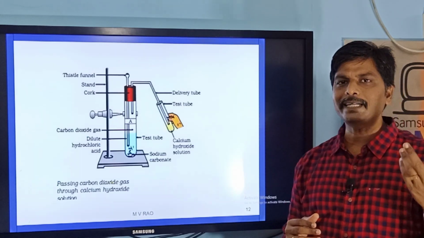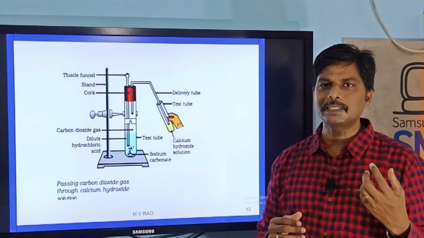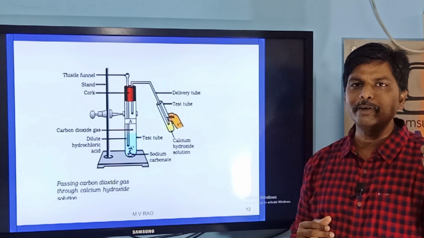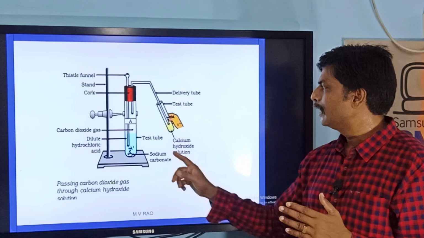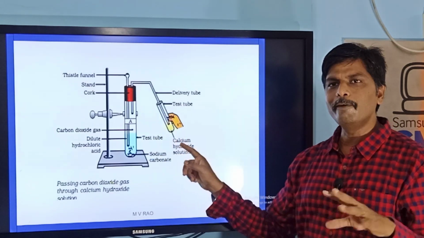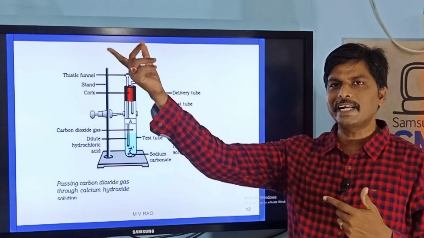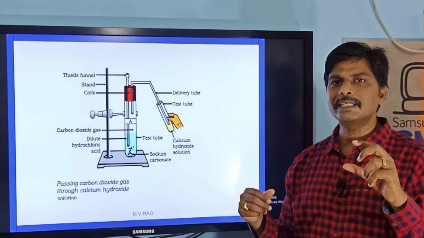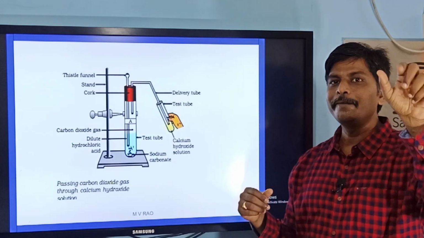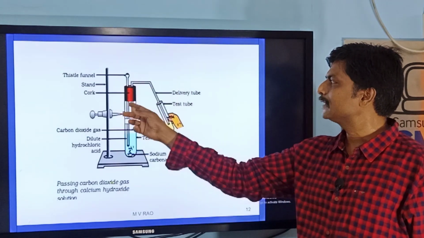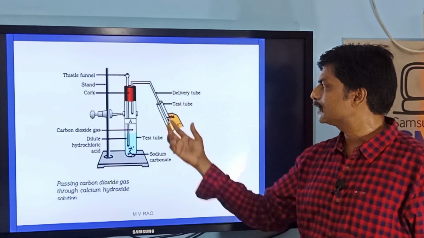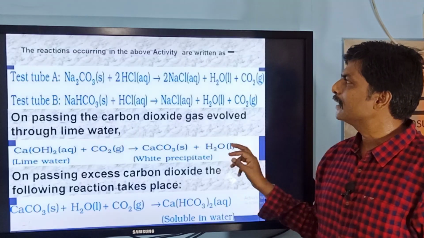How will you detect CO2 gas? It is an important question in board exams. How will you detect the presence of CO2? CO2 turns lime water milky. How will you detect hydrogen gas in the earlier activity? Hydrogen gas puts off a burning splinter with a pop sound. Here, the brisk effervescence gas is CO2, which turns lime water milky. So it is the observation.